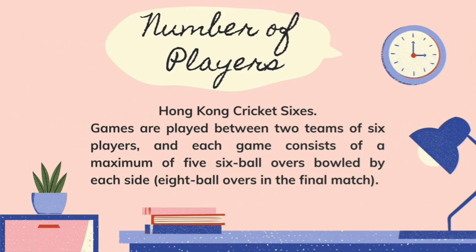Number of players. In the variation of cricket known as Hong Kong Cricket Sixes, the games are played between two teams of six players, and each game consists of a maximum of five 6-ball overs bowled by each side, 8-ball overs in the final match.